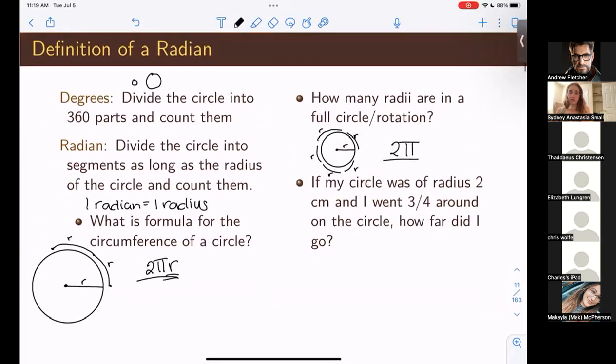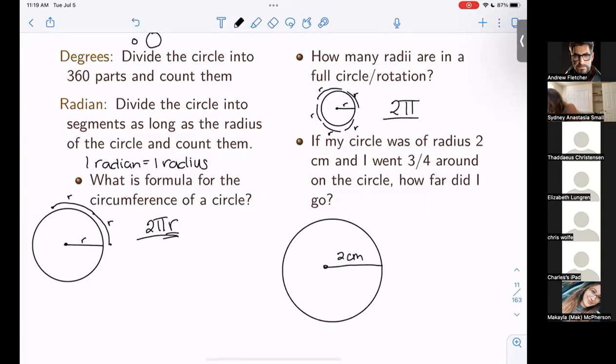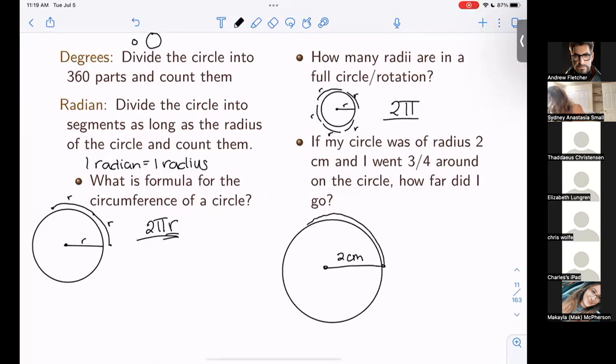Okay, so let's do a little problem just to flex our knowledge a little bit. If my circle was of radius 2 centimeters and I went 3/4 around the circle, how far did I go in centimeters? Well, I like pictures, and pictures always help. Let's draw a picture. Here's my circle right there. We don't have to label the radius with r this time because we know for a fact that it's 2 centimeters. Let's say this is my starting point. I want to go 3/4 of the way around the circle.